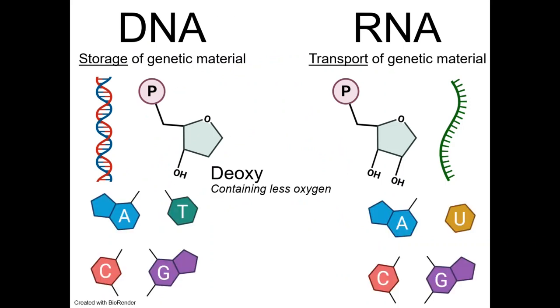The nucleotides of DNA are adenine, thymine, cytosine, and guanine. Adenine and thymine have 2 hydrogen bonds, and cytosine and guanine have 3 hydrogen bonds. For RNA, thymine is replaced with uracil. Now that we know the functions of DNA and RNA, we can explore the central dogma of molecular genetics.